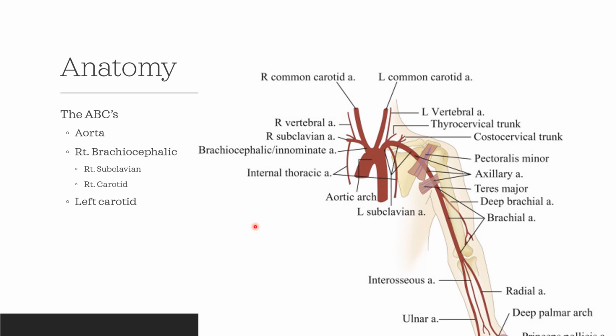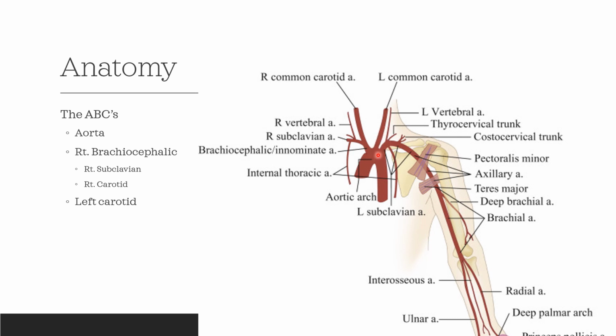One of the easiest ways to think about the anatomy of our upper extremity system is to start with the aorta, or the origin of the blood flow to this region. So when we start off the aorta, we can memorize our vessels coming off of the aorta with the ABCs. So our aorta, or our aortic arch, is our A. From there, our first branch is going to be our B, and that's going to be our right brachiocephalic right here. Our next branch is going to be our C, and this would be our left common carotid.